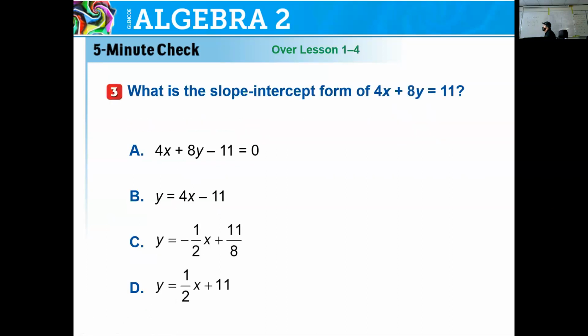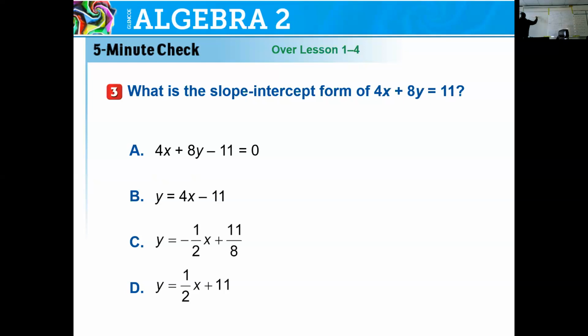Okay, what is the slope-intercept form of 4x plus 8y, which is equal to 11? Here, since they haven't given us a point, they haven't given us a slope, they've just given us an equation, and they say they want it in slope-intercept form. In order to get it in slope-intercept form, we have to isolate the y variable.